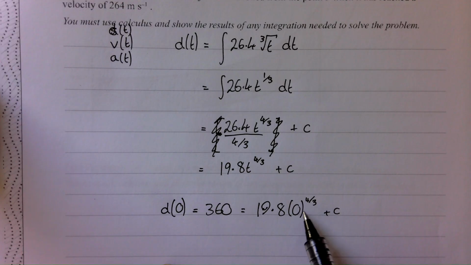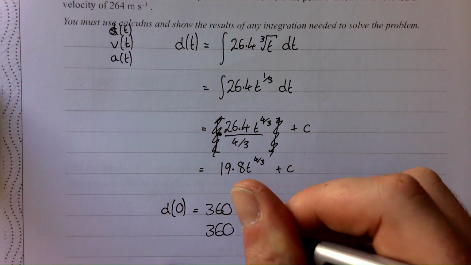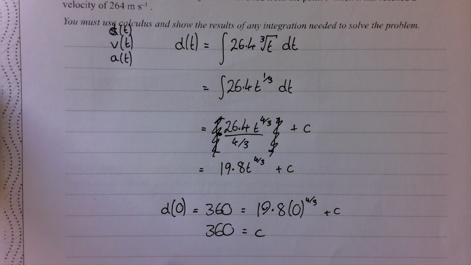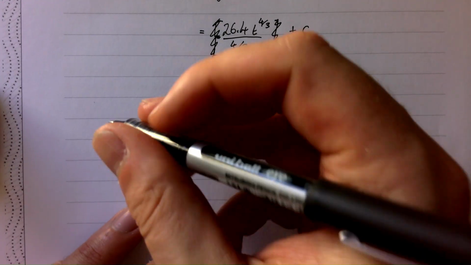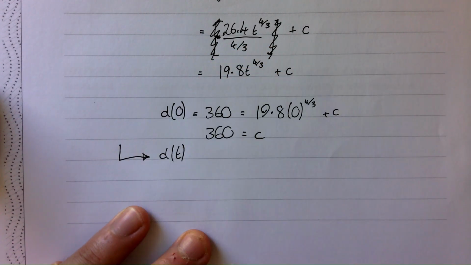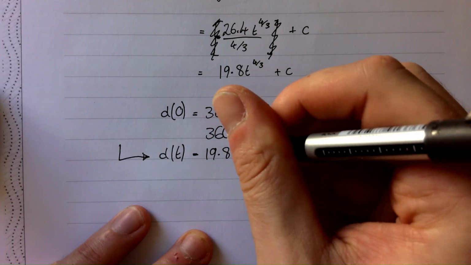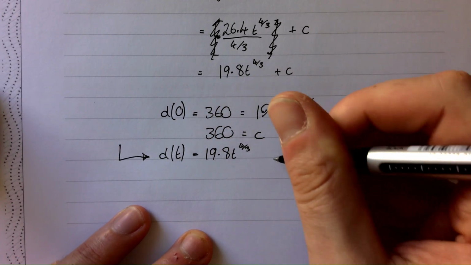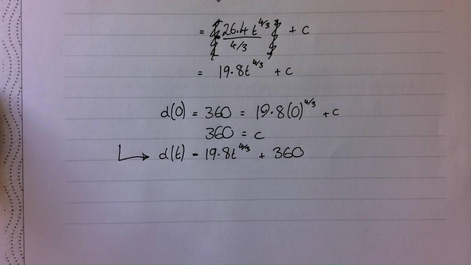0 to the power of 4/3 is just 0. 19.8 times 0 is just 0. Therefore, 360 is equal to c on its own. And so our expression for distance d with respect to t is equal to 19.8 t to the power of 4/3 plus 360.